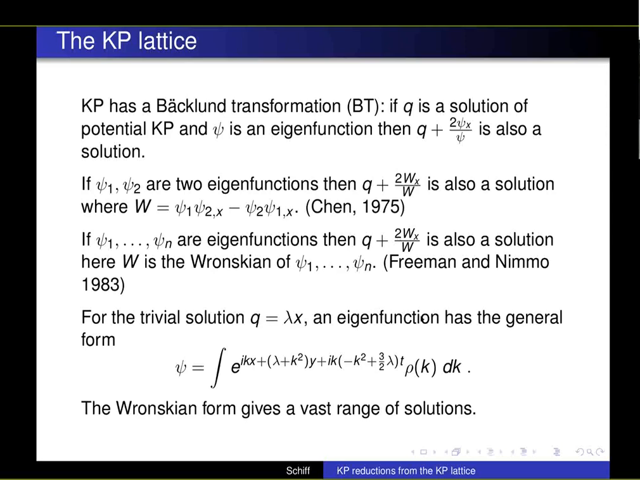So I would mention that if we just take the trivial solution, Q equals lambda x, where lambda is a constant, then you can write down a general solution of the eigenfunction equation, and it's a superposition of waves of this sort. So I write it as an integral rho k dk of this kind of wave. Rho k dk is any kind of measure here. So in fact, I could take a point measure, a continuous measure, whatever I want. So using these eigenfunctions, I can get a huge, vast range of solutions.